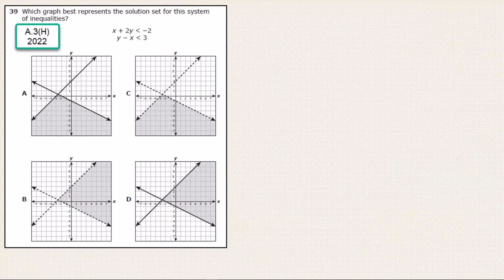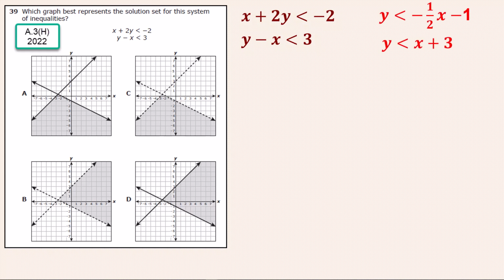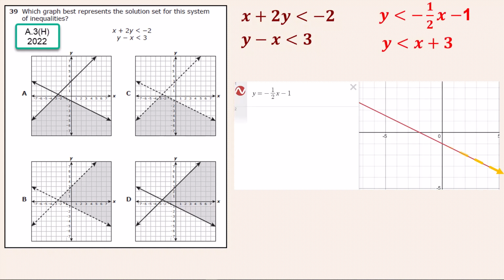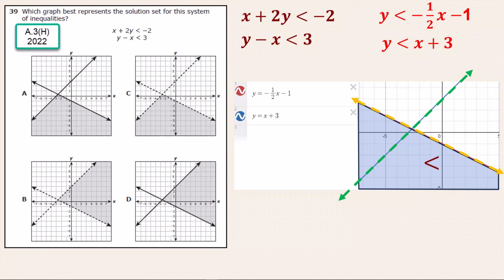Now that we've reviewed how to work with one inequality, we can do the same with a system of inequalities, two at the same time, as shown in this 2022 STAR test question. We transform each into slope-intercept form, use Desmos to graph each one, remembering to use a dotted line since neither inequality uses the equal to part of the symbol. We examine the shaded area for each, observe the overlap, and then see that it matches choice C.